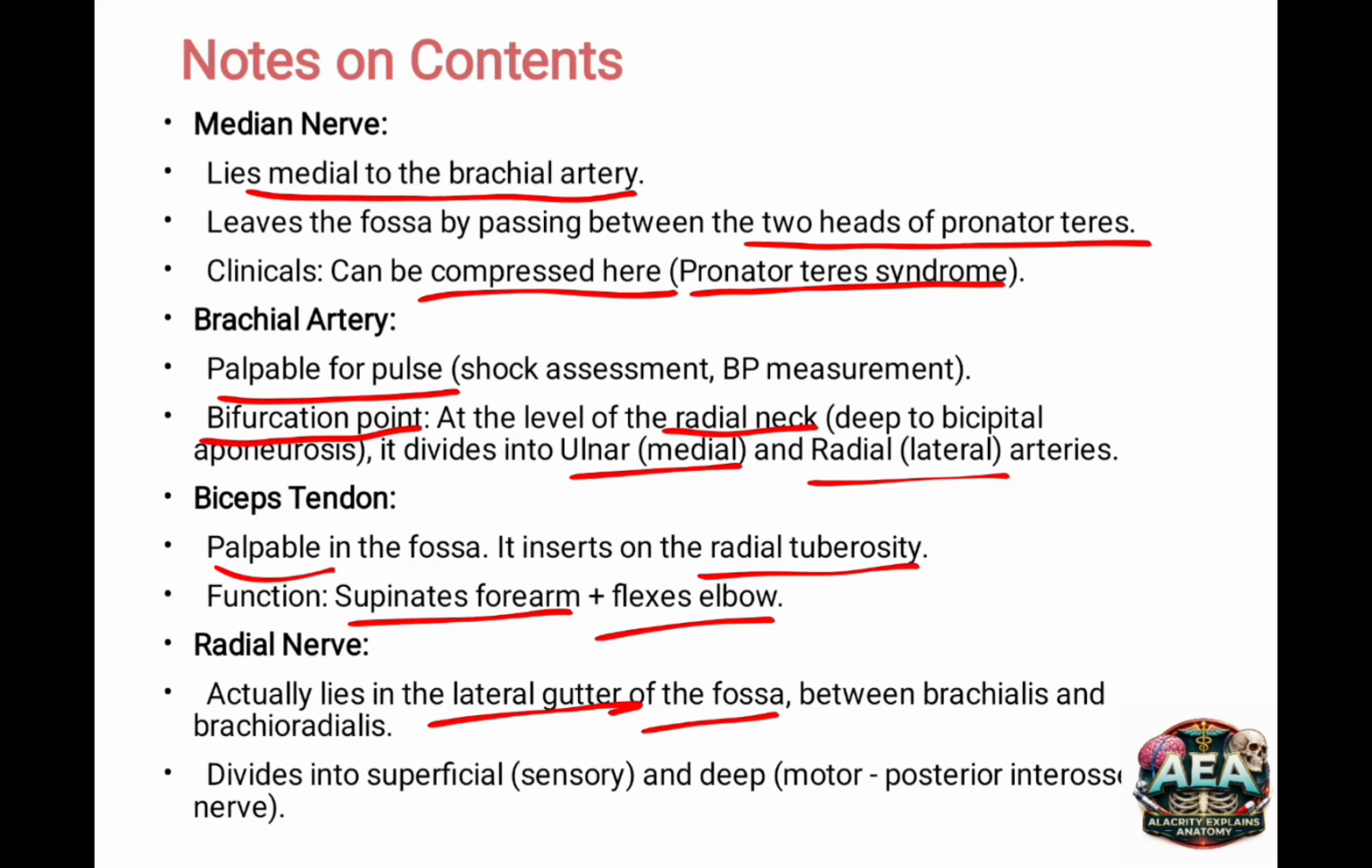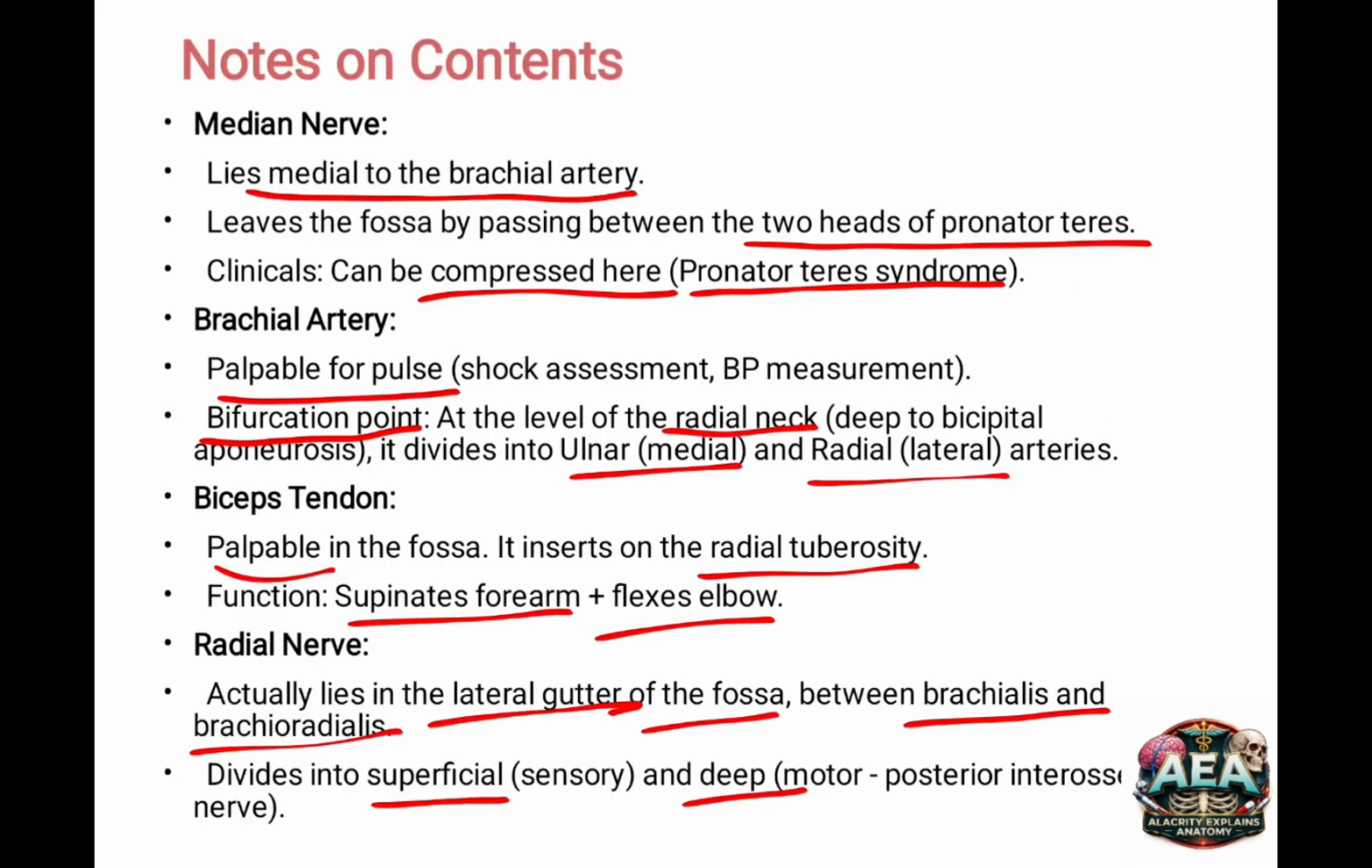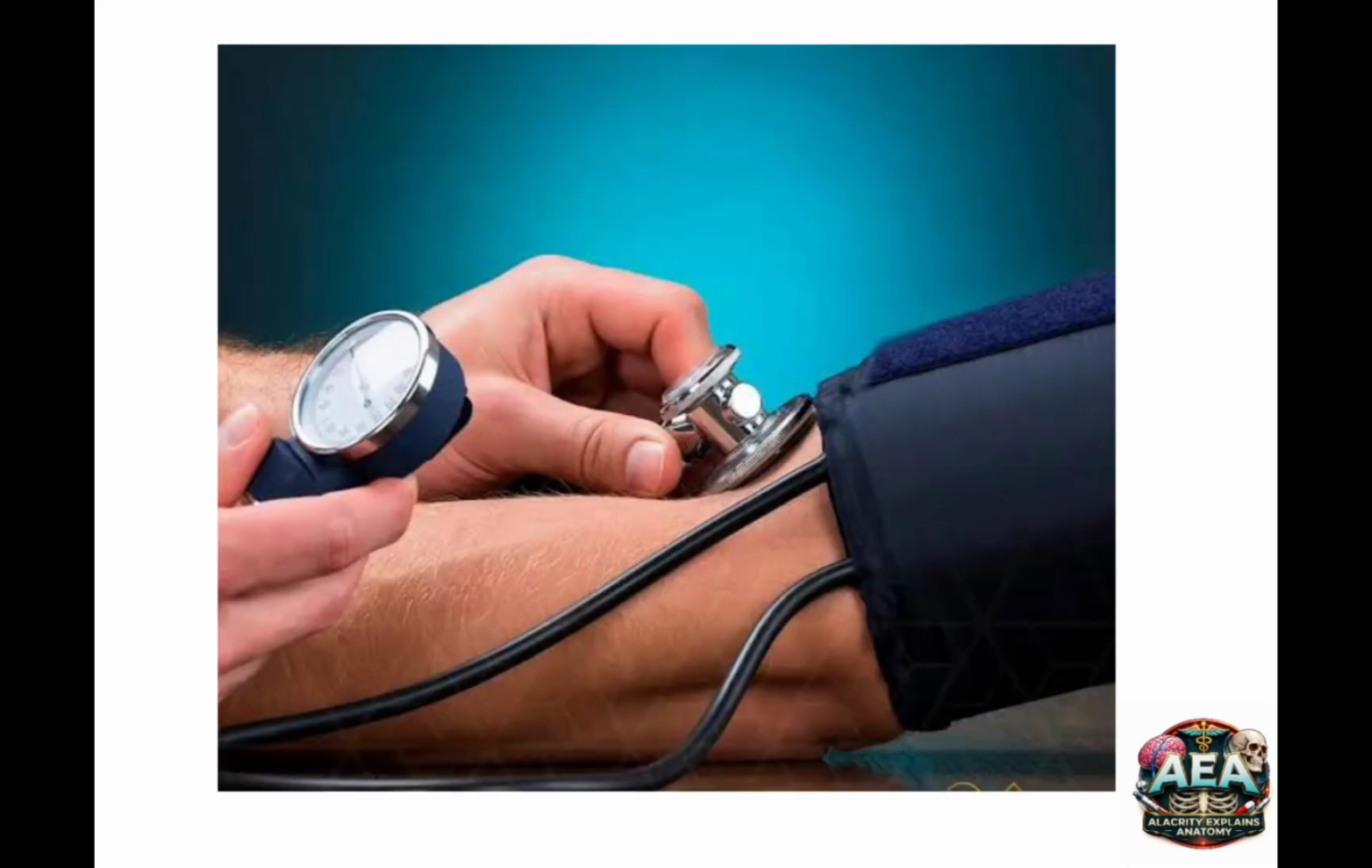Then you have the radial nerve, which lies in the lateral gutter of the fossa, like we said. It is between the brachialis and brachioradialis muscle. It divides into a superficial branch and a deep branch. The deep branch is what we refer to as the posterior interosseous nerve.